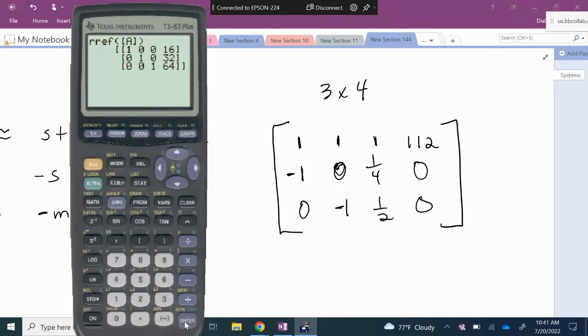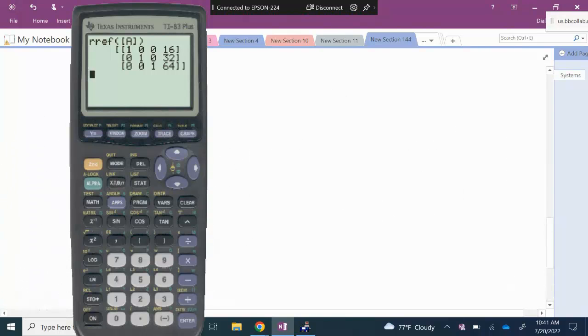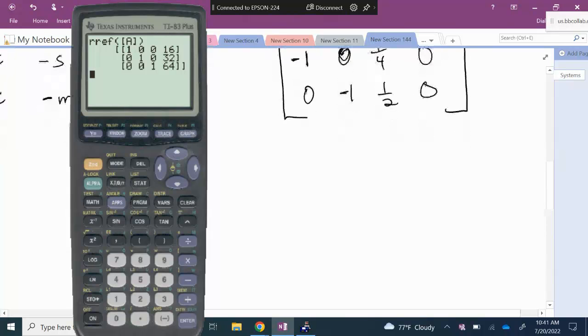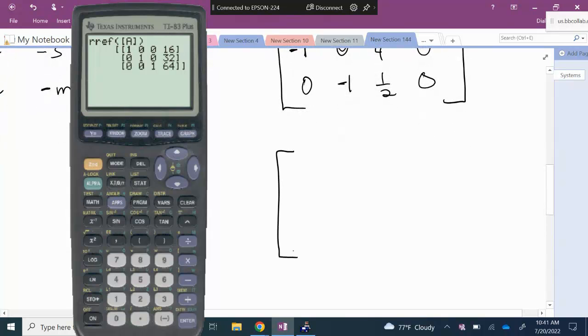All right, and we have the 6 numbers. So again, on how we interpret this: 1 0 0 16, 0 1 0 32, 0 0 1 64.